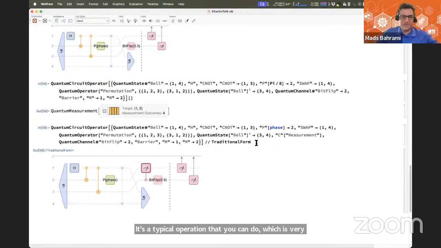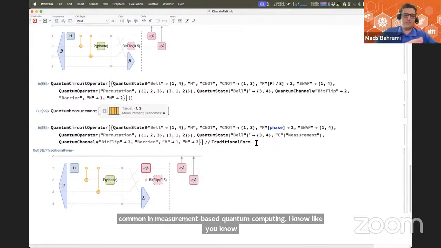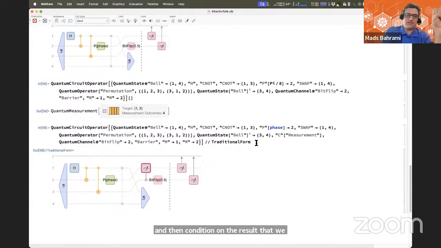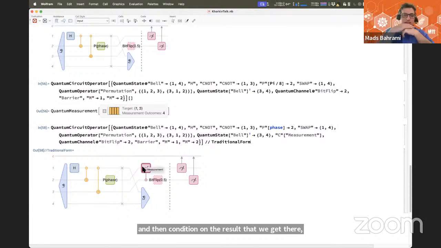I know we are combining many things together, but just to show, look, let's read qubit number 1 and then, conditioned on the result that we get there, let's act on qubit number 2. And of course, you can have any conditional operation as you like.